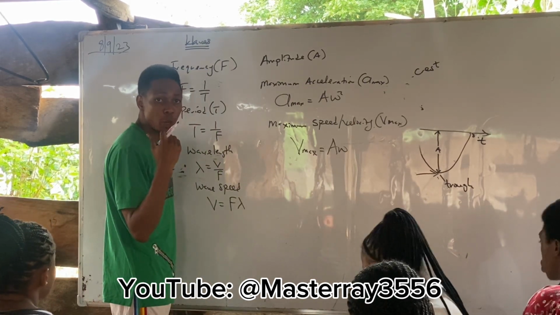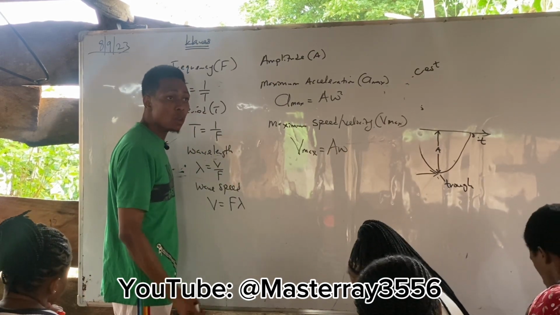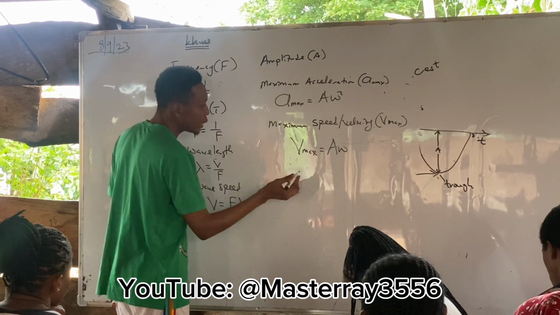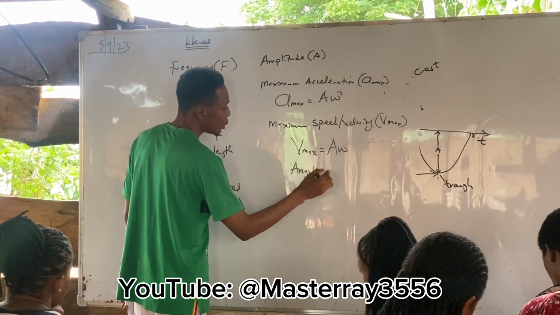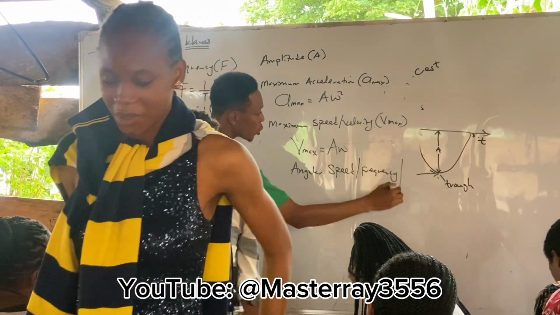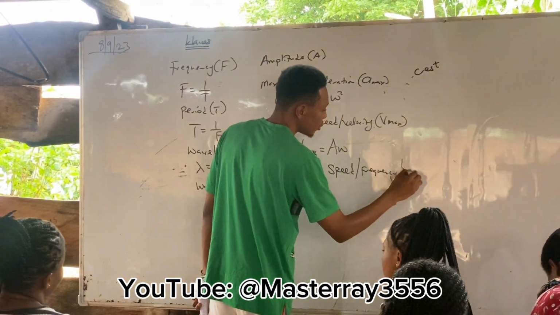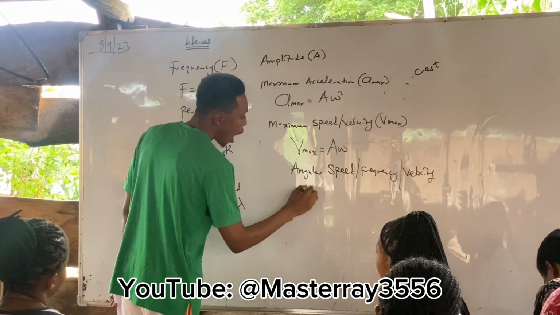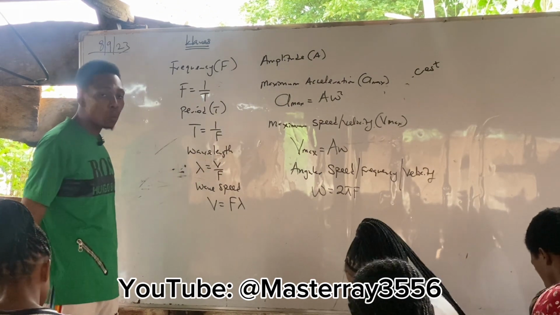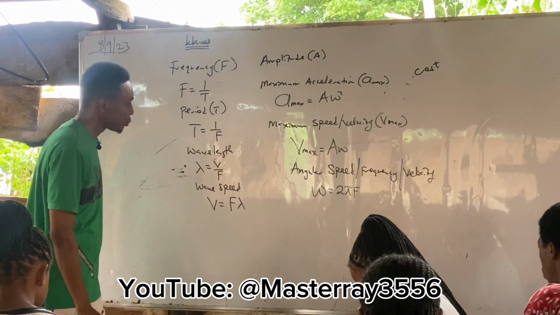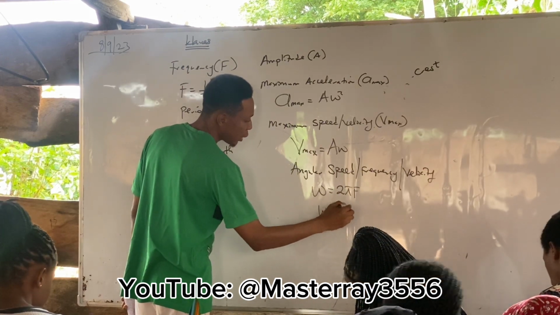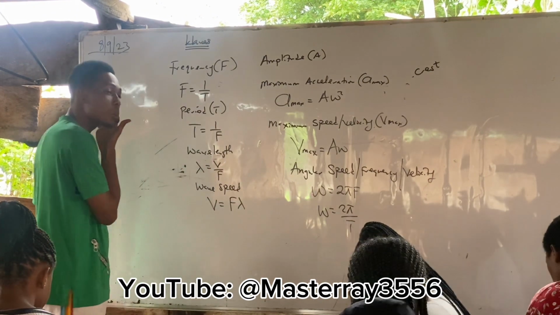Angular frequency. Your omega is also called angular velocity or angular speed. So this time around, our angular speed, or you can call it angular frequency, or you can also call it angular velocity, omega is equal to 2 pi N. You can still express it as 2 pi over T.